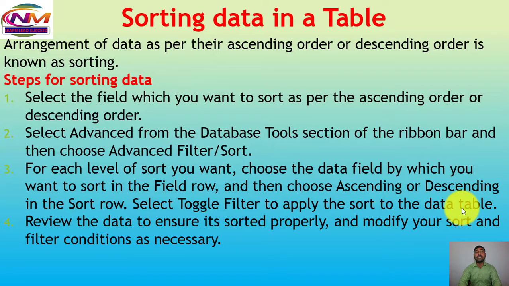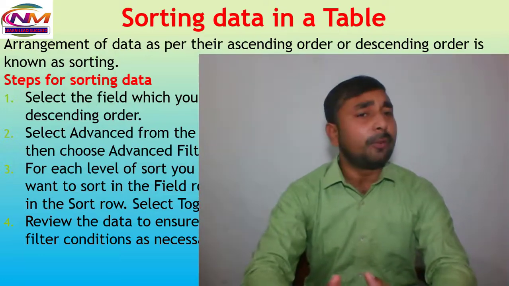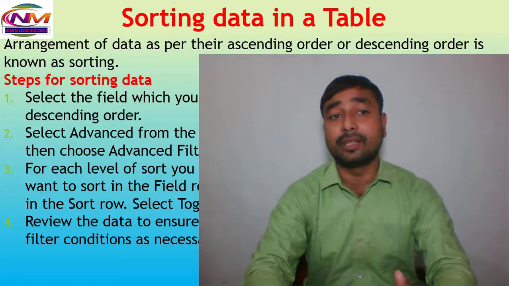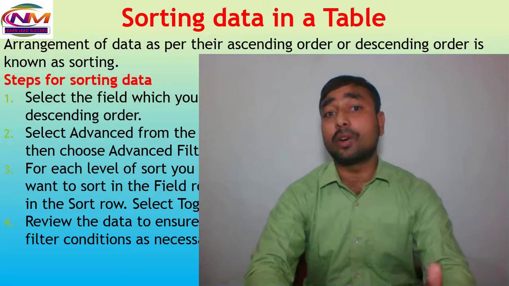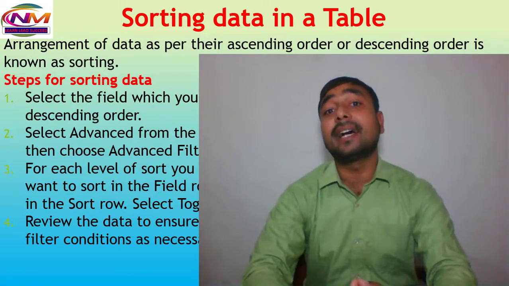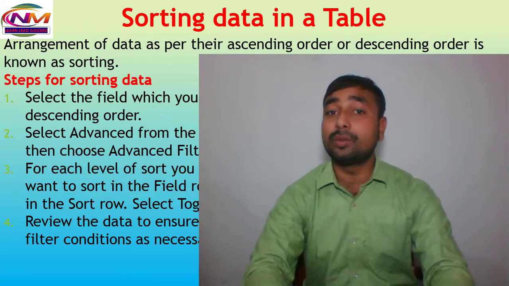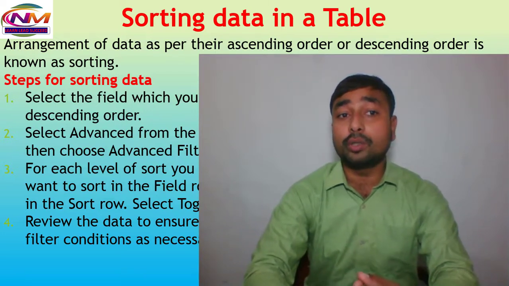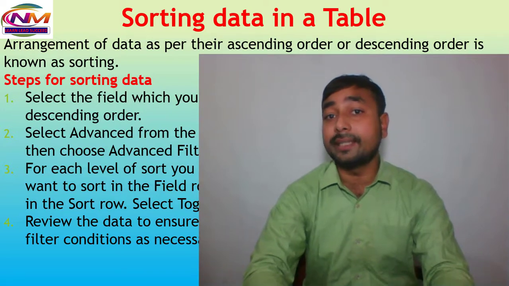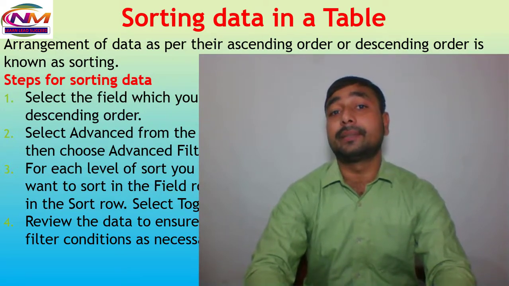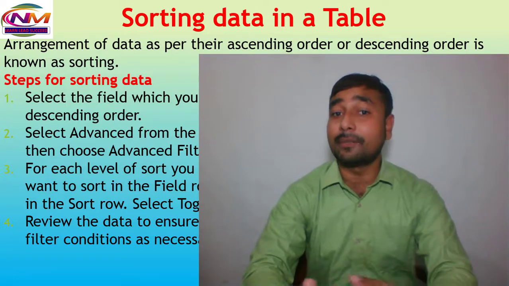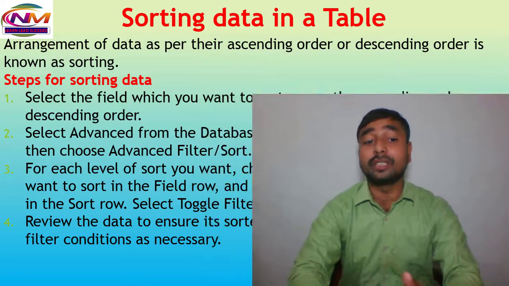Now the next topic is sorting data in a table. What is the meaning of sorting? Sorting is the arrangement of data as per ascending order or descending order. If we have a large amount of data and we have to arrange it in ascending order, larger to smaller or smaller to larger, that is called ascending or descending. So when we arrange all those values, that is called sorting data. The steps are given over here, but you learn the steps, I'm going to show you practically how to sort the data.